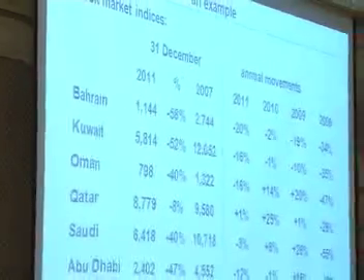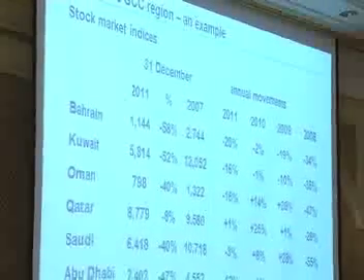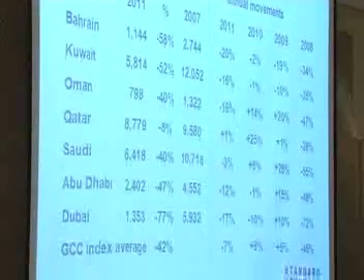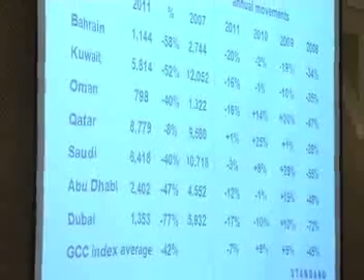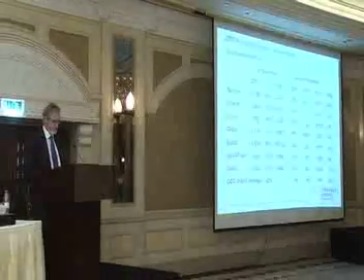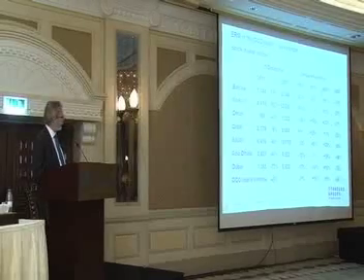So, enterprise risk management. An example. This slide shows the way that the stock market indices across the Gulf have moved since the end of 2007. The two columns on the left show the absolute movement from December 2007 to December 2011. And you can see that the average over this region of 7 indices is a decline of 42%. Only Qatar has managed to stay up there with a decline of 8%.